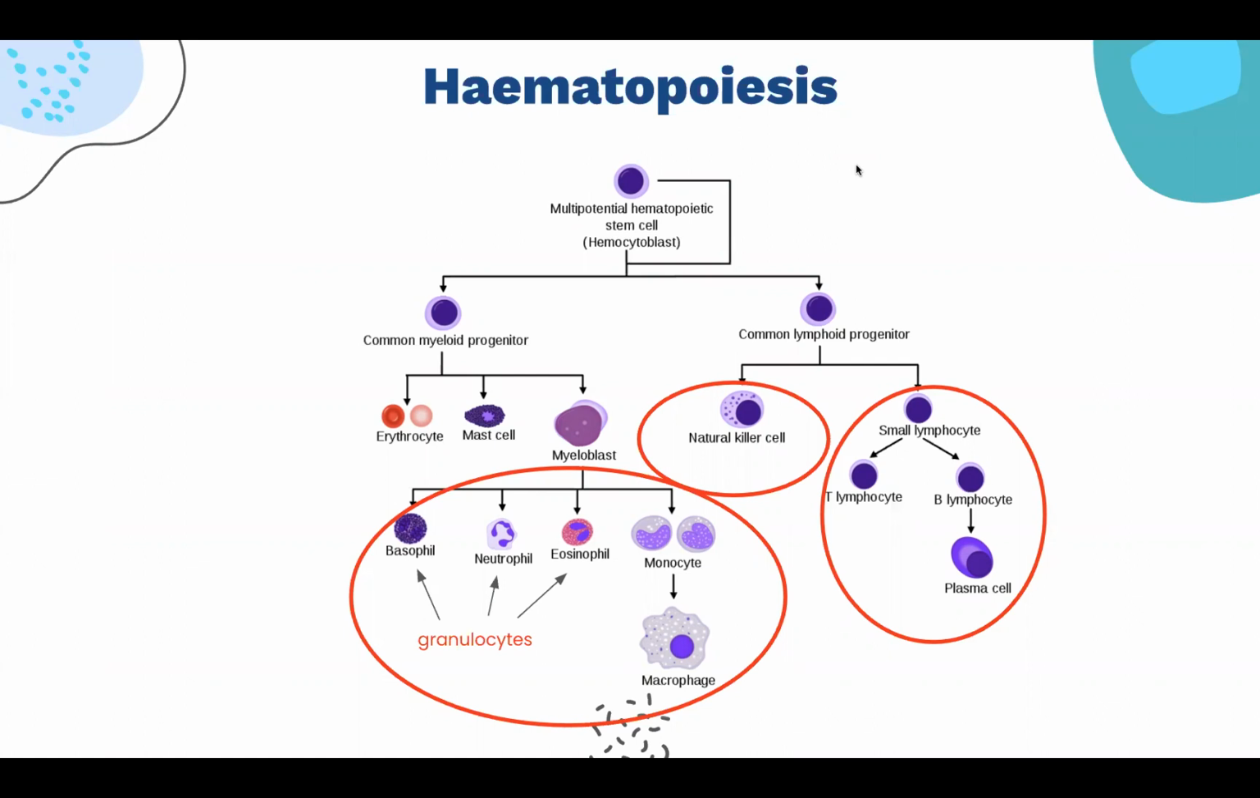So the stem cell will differentiate into either a myeloid progenitor cell, where it will become either a red blood cell or part of the innate immune system, or it will differentiate into a common lymphoid progenitor, where it will differentiate into either a natural killer cell, which is also part of the innate immune system, or into small lymphocytes, which make up the adaptive immune system. So like T cells and B cells.